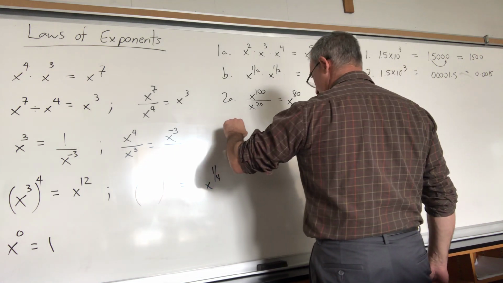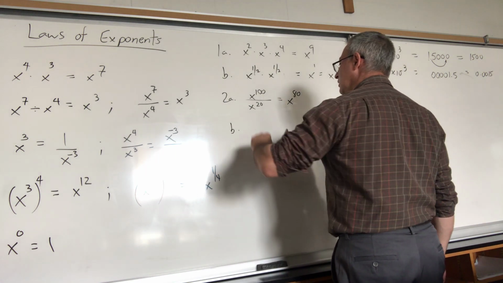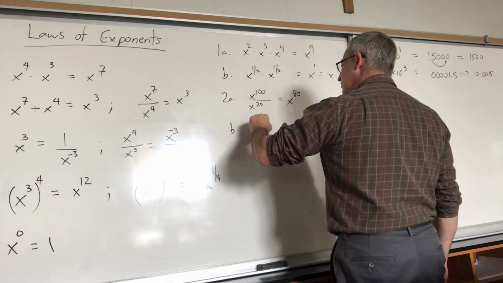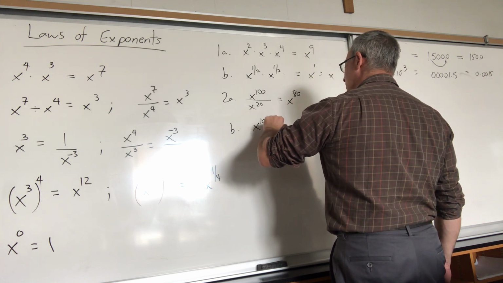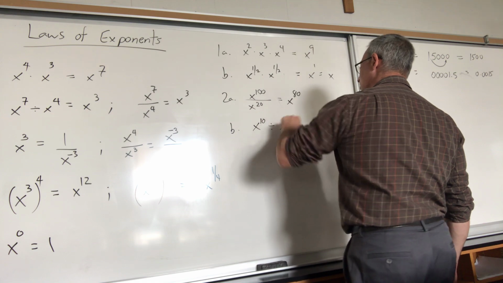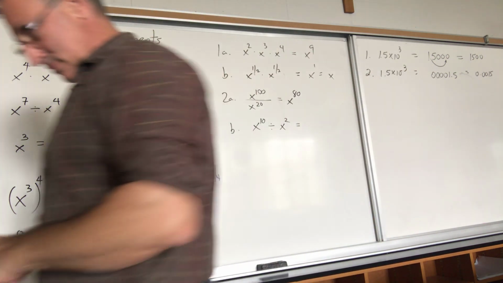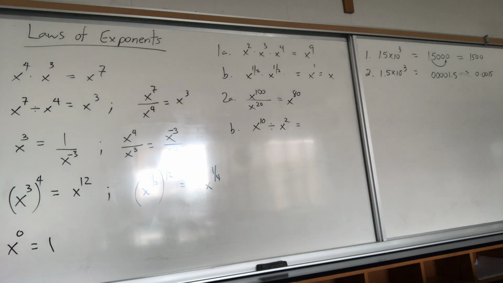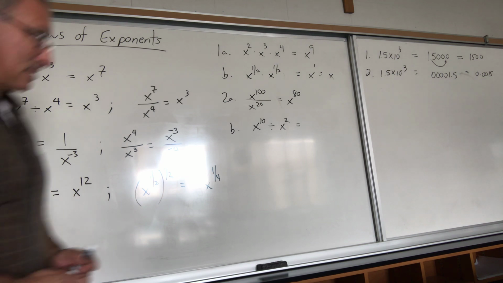B. Let's do another one like that. x to the power of 10 divided by x to the power of 2. What do I get? When you divide, remember that you subtract the powers. And remember, x represents any number, but it's got to be the same number for this to work. So x to the 10 divided by x to the 2 is x to the 8.